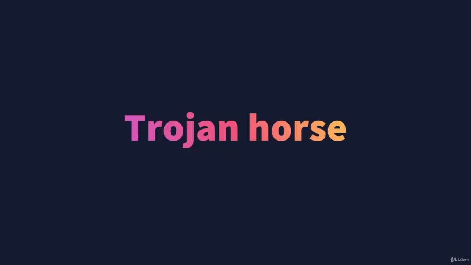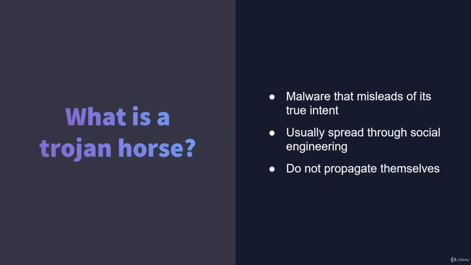It is reported that Stuxnet caused over 1,000 machines to physically degrade, ruining almost 1/5 of Iran's nuclear centrifuges. Next, we'll discuss the Trojan horse malware. Similar to the Trojan horse of the ancient Greek story, a Trojan horse or a Trojan is a deceptive malware which misleads the user of its true intent. Trojans usually spread through social engineering, for example through malicious email attachments or from malicious websites. As opposed to viruses and worms, Trojans do not attempt to propagate themselves.